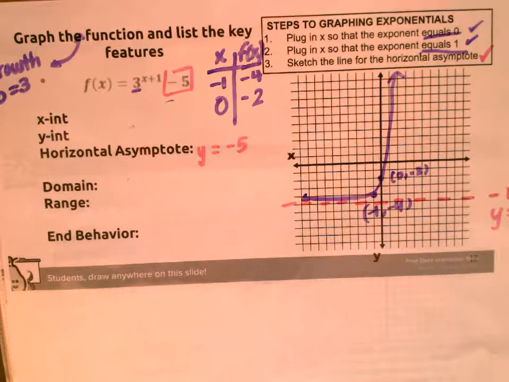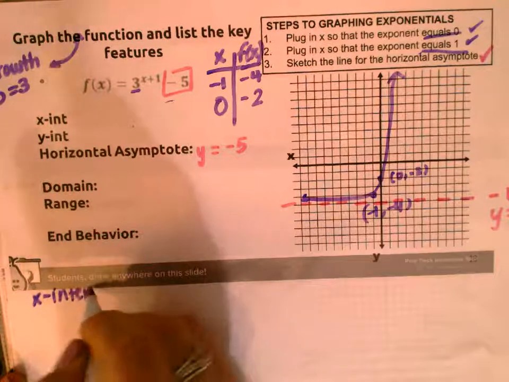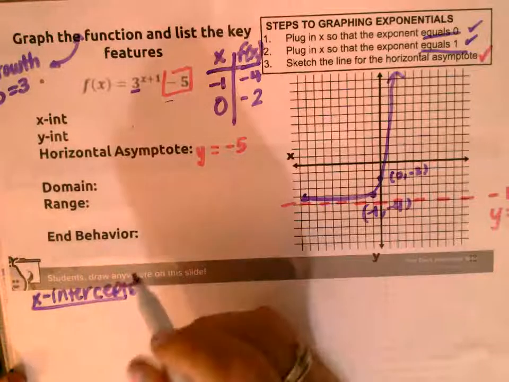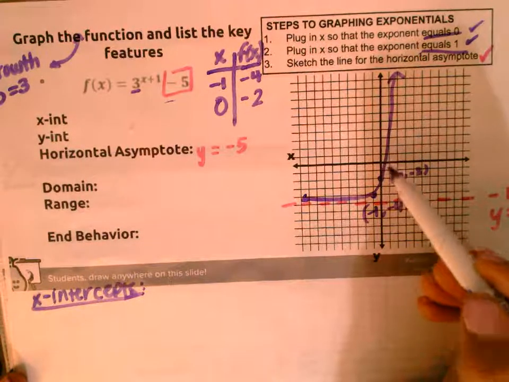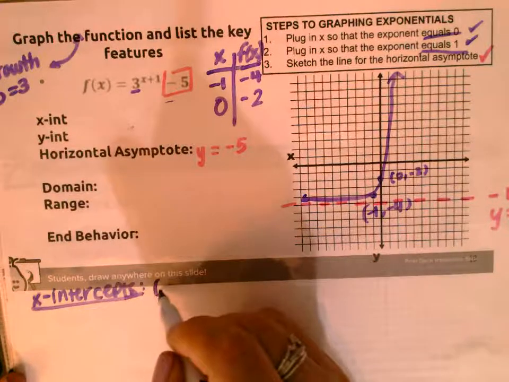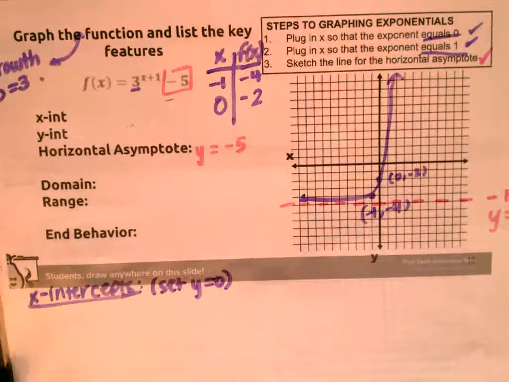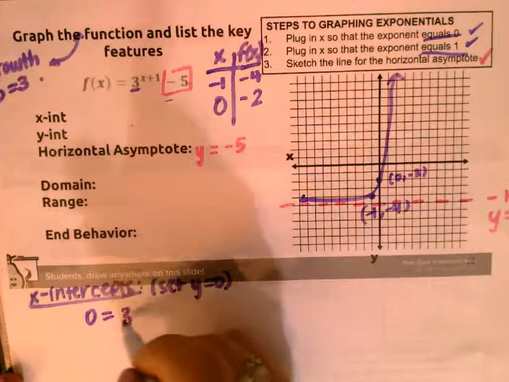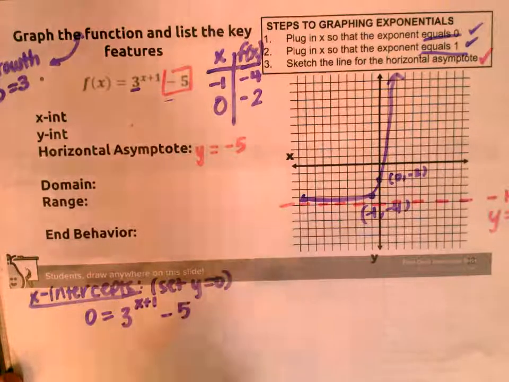So remember, x-intercepts occur when y is equal to 0, the y coordinate, right? The height of this function is 0. So the way we're going to solve that is we're going to set y equal to 0 to find our x-intercepts. Doing so, we will have 0 is equal to 3 to the x plus 1 minus 5.